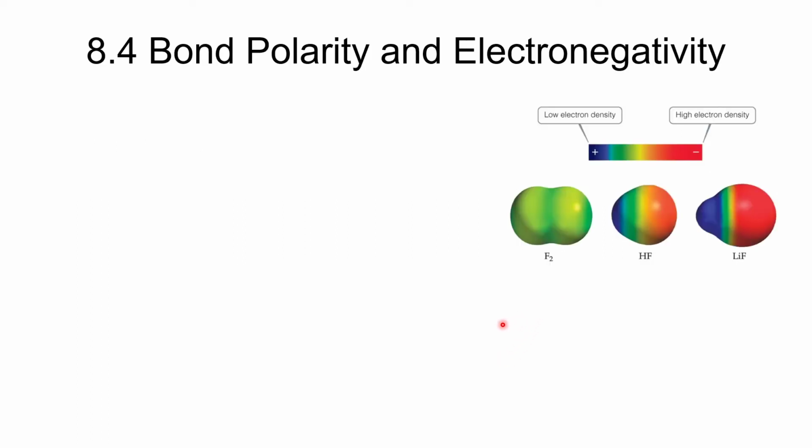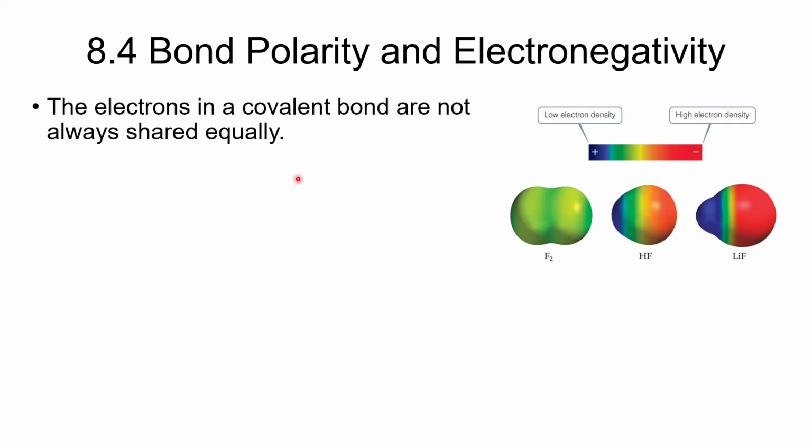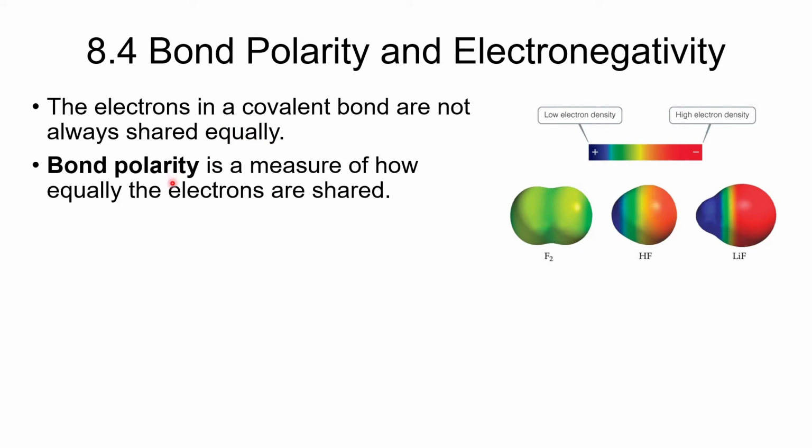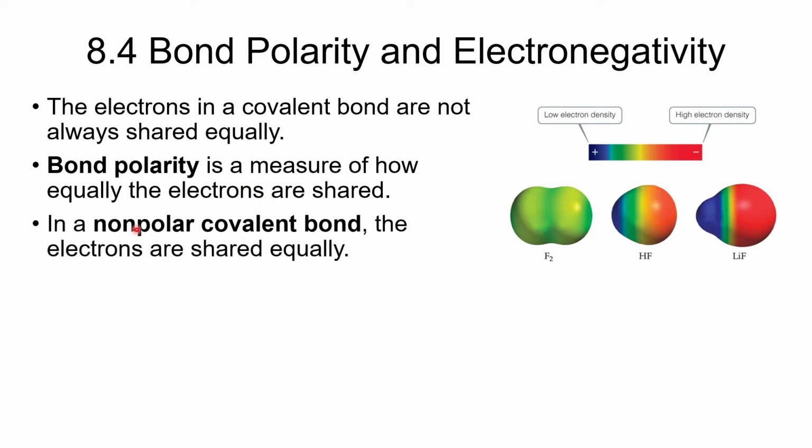All right, we now want to look at the concept of bond polarity and electronegativity. So the electrons in a covalent bond are not always shared equally. And so bond polarity tells us how unequal that sharing is. If you've got it completely equal, where the two atoms share the pair of electrons completely equally, so the electrons are right between the 2 atoms, then we call that a nonpolar covalent bond.